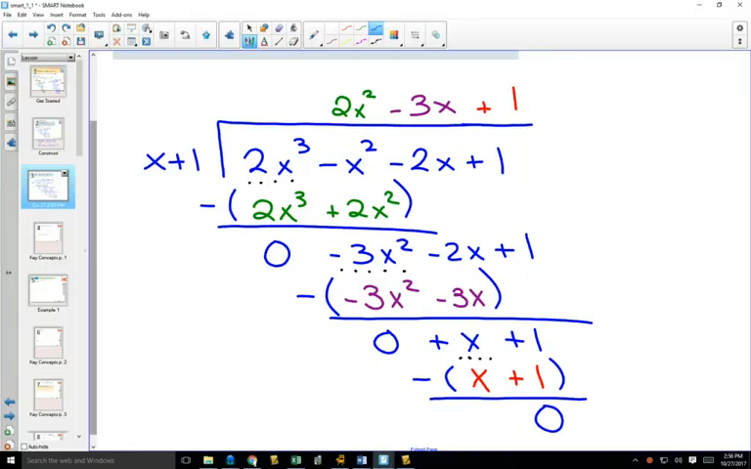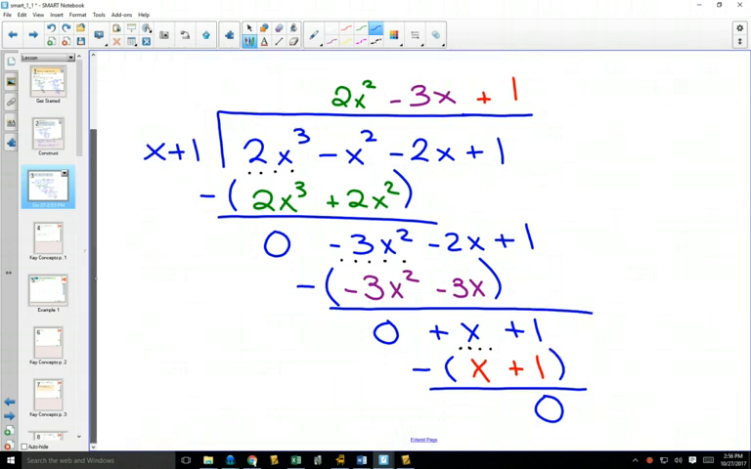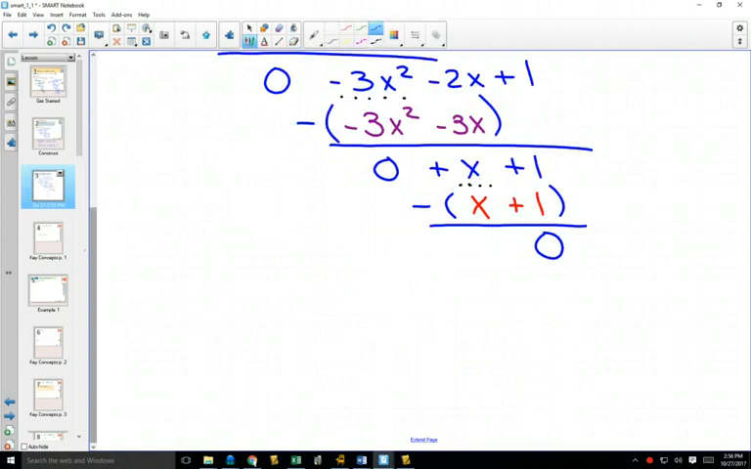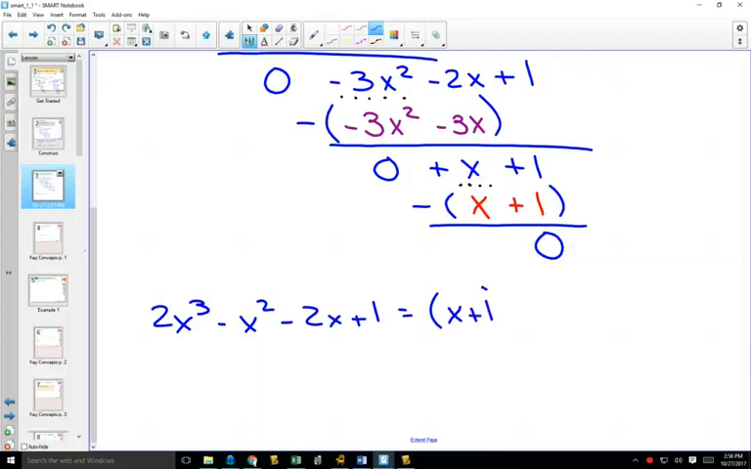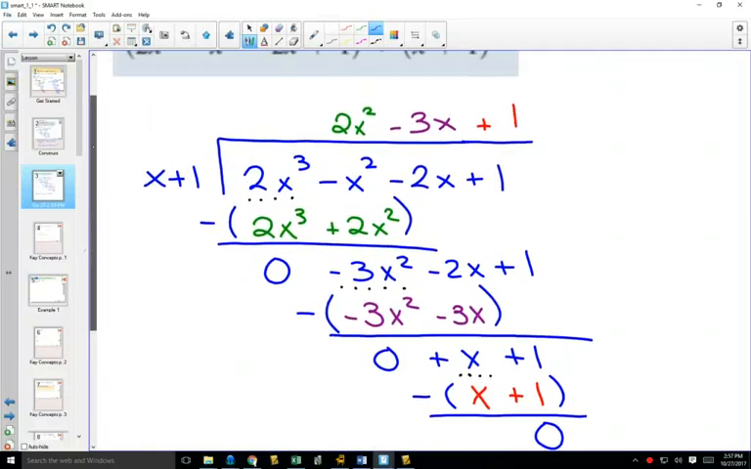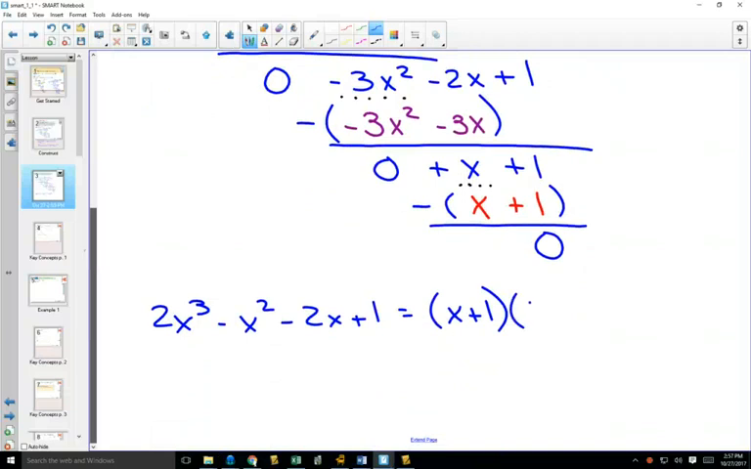So when you get a remainder of 0, you've just started to factor this. Okay? So what this means, I mean, this is pretty exciting. I know I'm excited. 2x cubed minus x squared minus 2x plus 1 is equal to x plus 1 times, what did we get, 2x squared minus 3x plus 1. Perfectly factored.